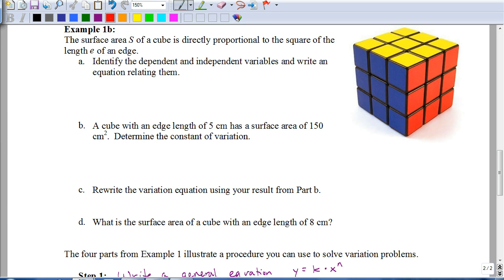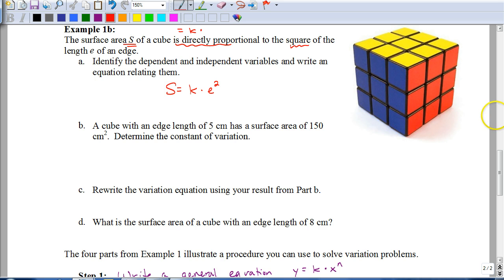So it says we're going to write an equation. Again, it says the surface area of a cube is directly proportional to the square of the length E of an edge. So why don't you guys pause this? Remember that phrase is directly proportional, and write a general equation here for this problem. Okay, you should have gotten, remember, directly proportional means equals k times something, so it's going to be the surface area, S equals k times, now it says it's the square of the length, E, so I'm going to say times E squared.